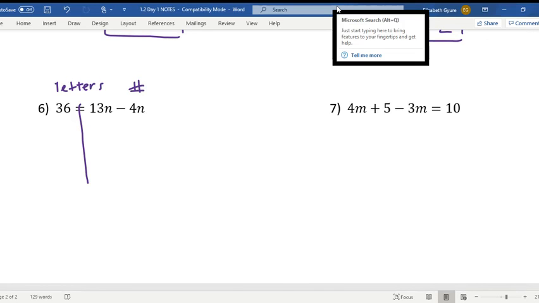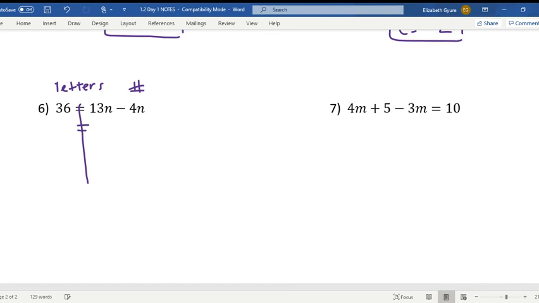Nick, the 36, should we leave it or should we move it to the number side? Well, does 36 have a letter on it? No, so we want to move it and change it from a positive to a what? A negative, good. So move the 36 over, make it a negative because there's no number on it, okay? Now we're over on our number side.